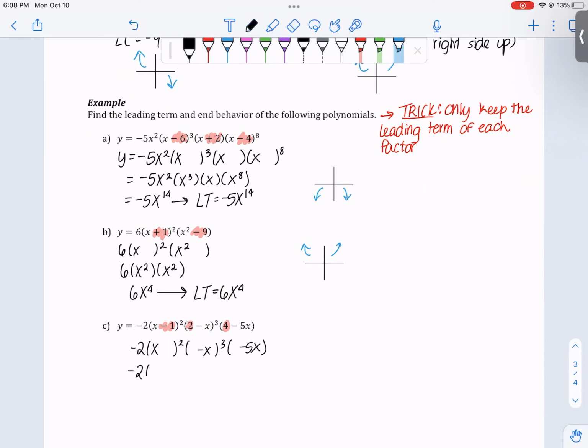So I have -2 times x squared. I have negative x cubed, and I'm being very careful here because we want to be sure that we're not destroying negatives when we shouldn't be. And we have -5x.